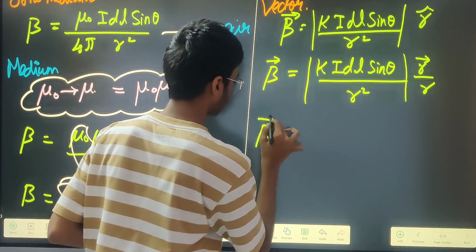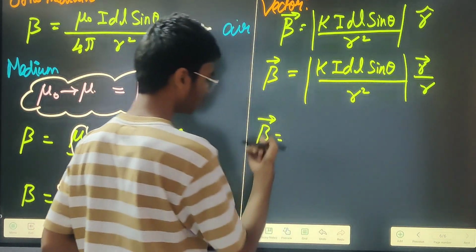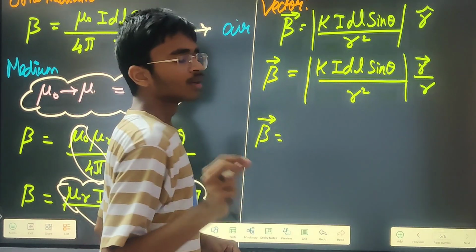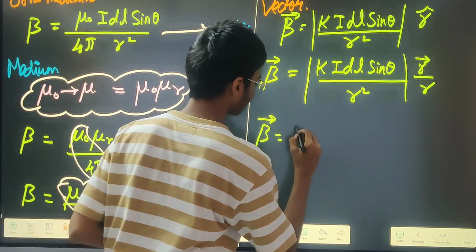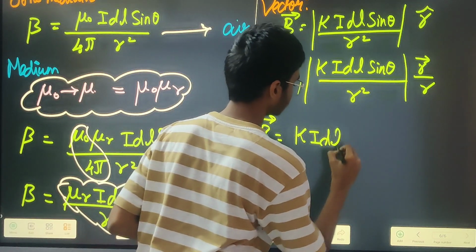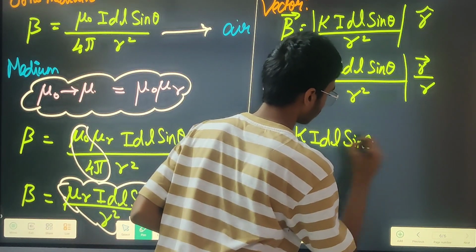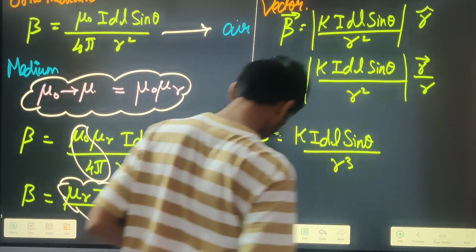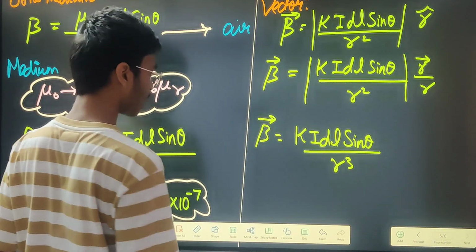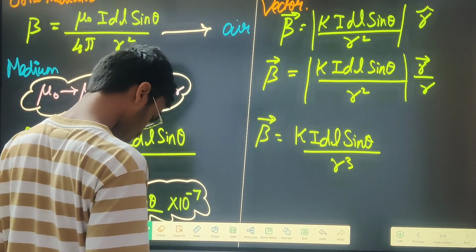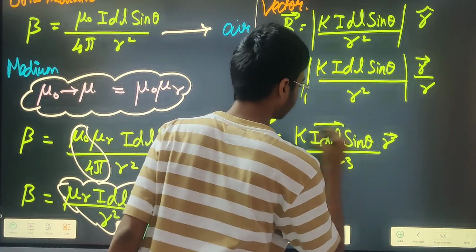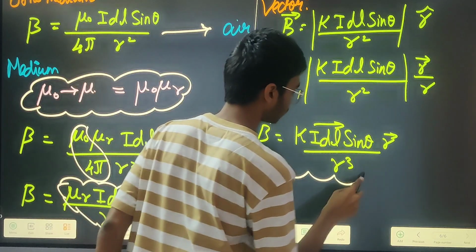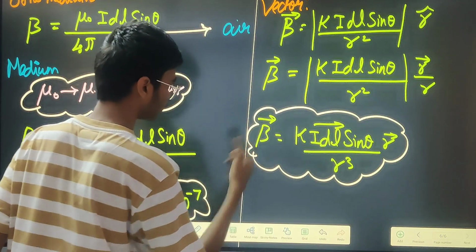So the magnetic field vector B is equal to K I dl sine theta whole divided by r cube. Here dl is also a vector quantity, and r cap is a vector quantity. So also in vector form we have completed.